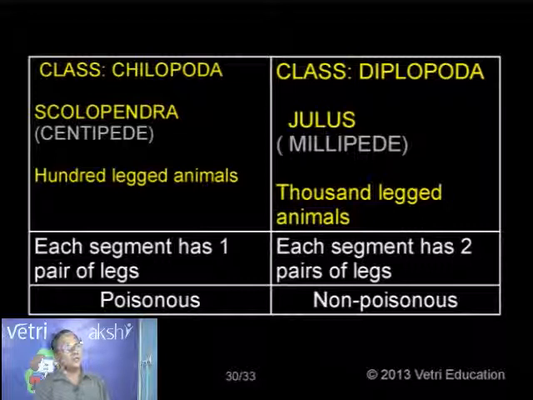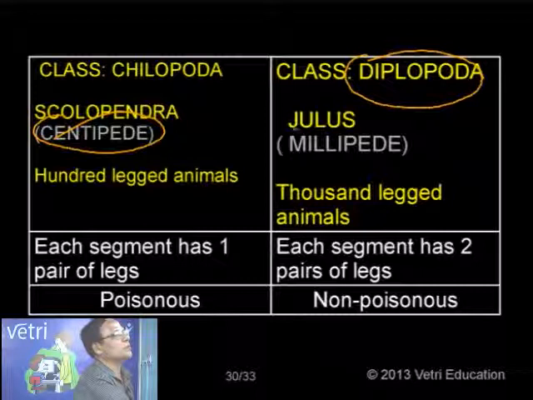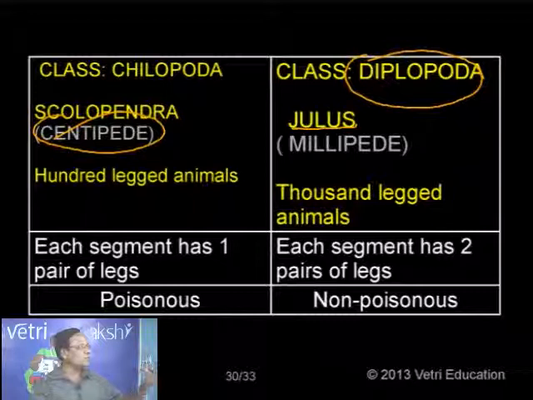Now class number 3 and class 4, I am just comparing. This class Chilopoda includes Scolopendra, nothing but the centipede. Then class Diplopoda includes namely the millipede, the scientific name Julus. So what is the meaning of Chilopoda? In each segment we have only one pair of legs. See that one I mentioned. That is why the group is called Chilopoda.